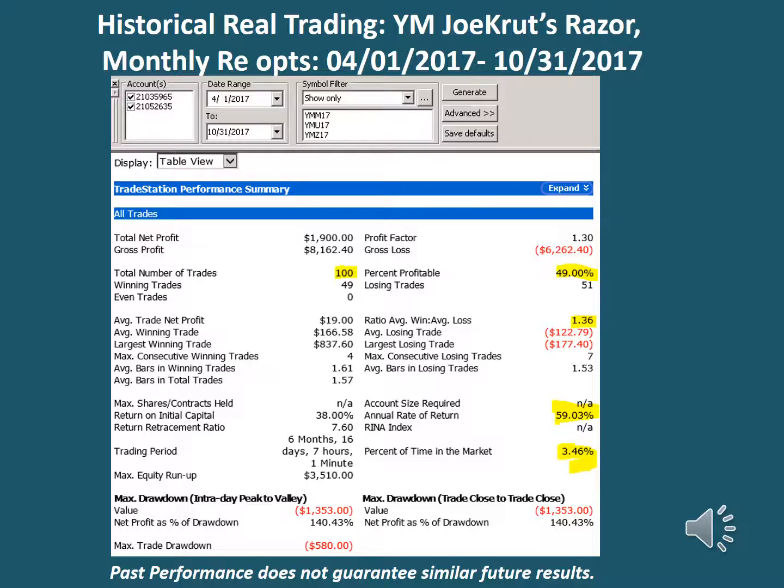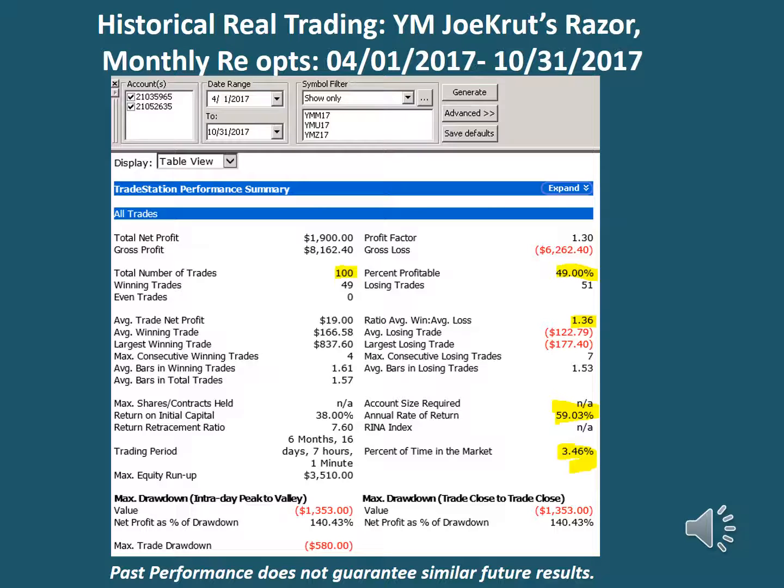I did 100 trades and made $1,900. 49% of the trades were correct. Annual rate of return there is 59% on $5 grand. You didn't need $5 grand. You needed the margin, which is about $1,500, and the drawdown, which is less than $1,400. So you needed about $3 grand. But I figured the percent return on 5,000 just to give you some wash there.